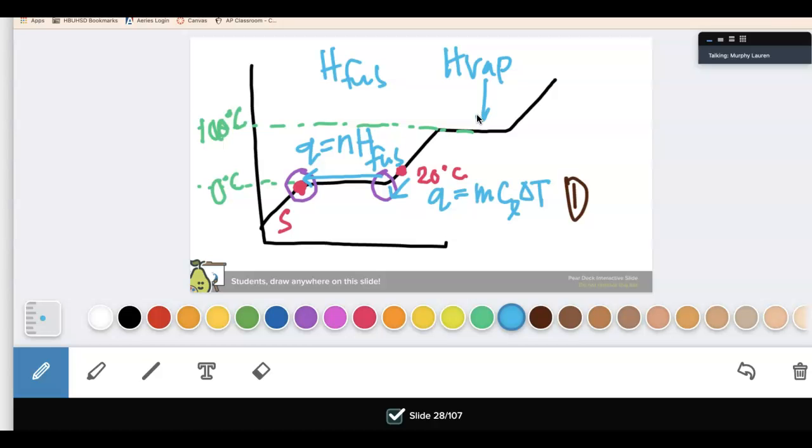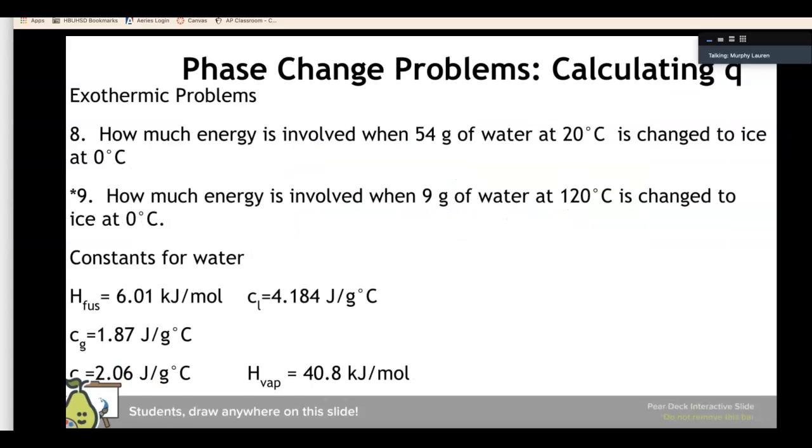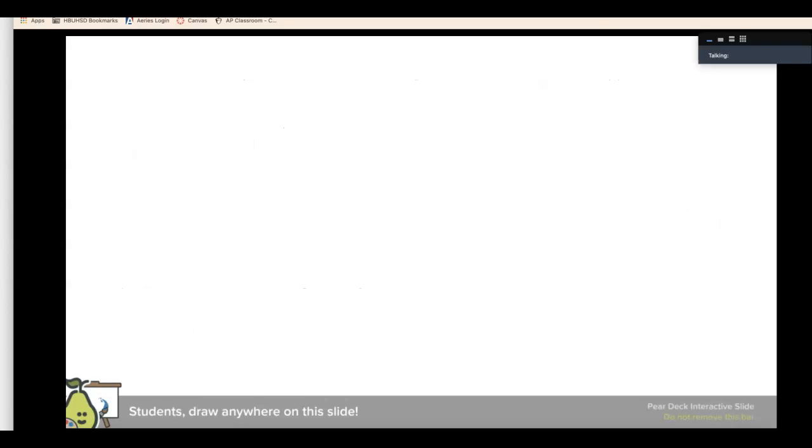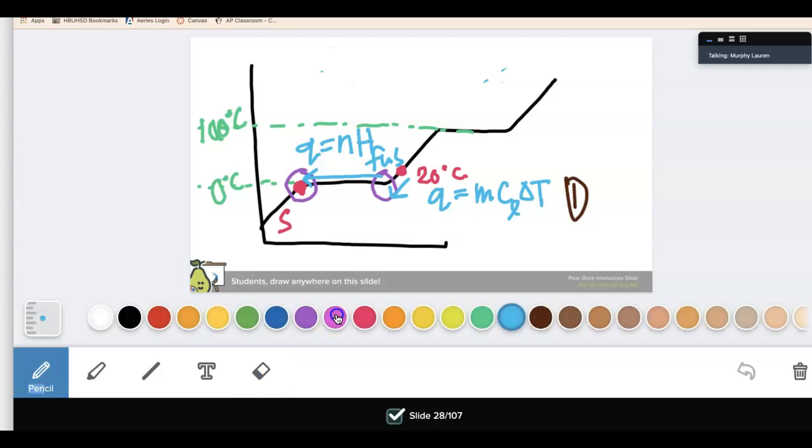So now we're going to take all of our information and combine it. So I'll do equation number 1, mass. I don't remember what the mass was. 54 grams. So this is equation number 1. So I'll try to do it in a bright color. 54 grams. That's mass.